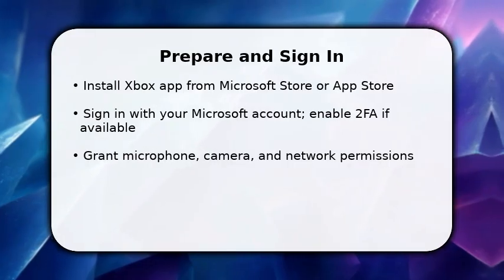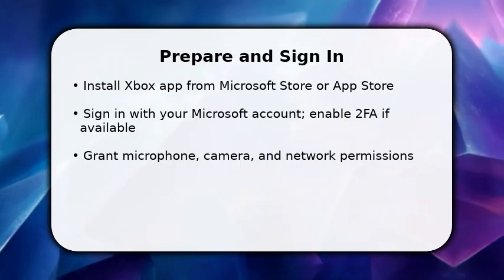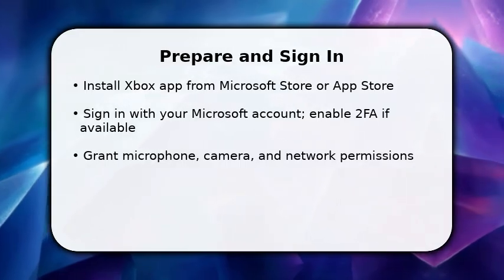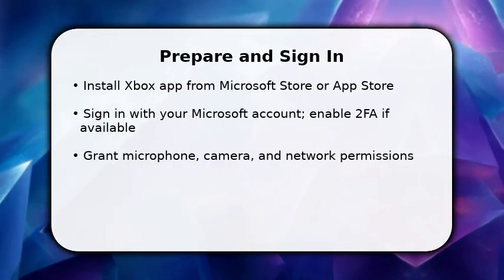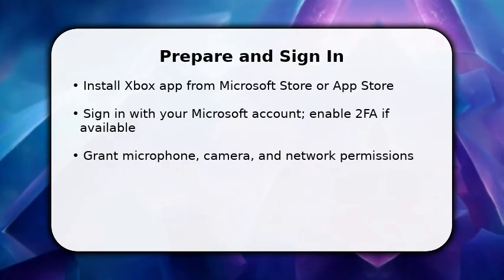You start by confirming prerequisites: a Windows PC or mobile device, the Xbox app installed, and your Microsoft account ready. Open the app and sign in. If prompted, complete two-factor authentication to secure access. Once signed in, make sure you grant microphone and network permissions so party chat and streaming work.